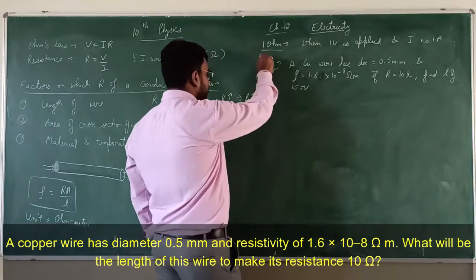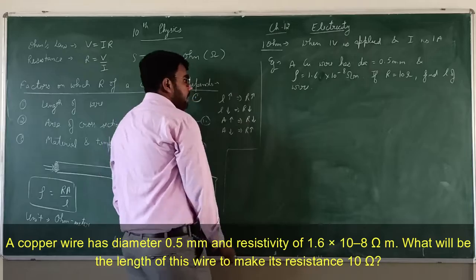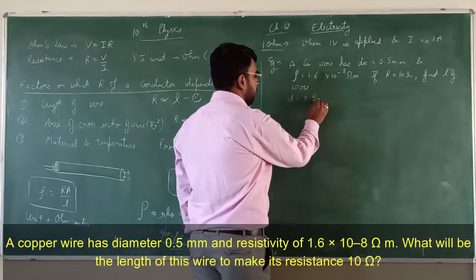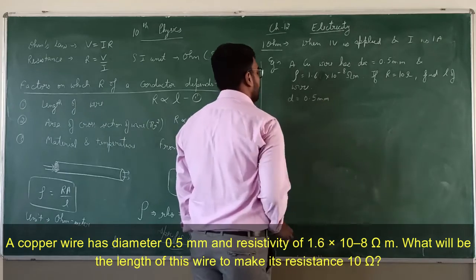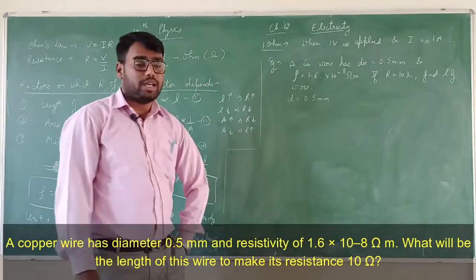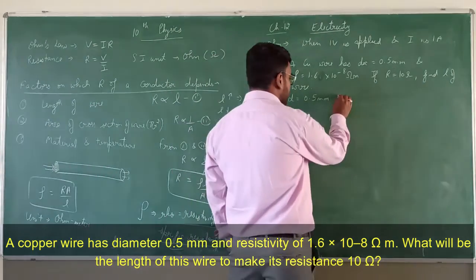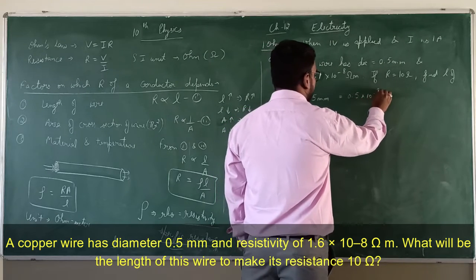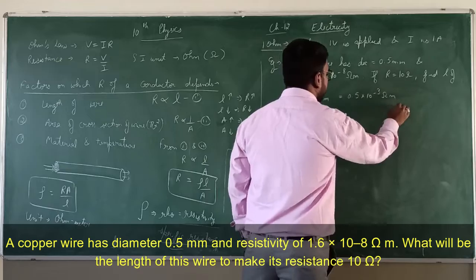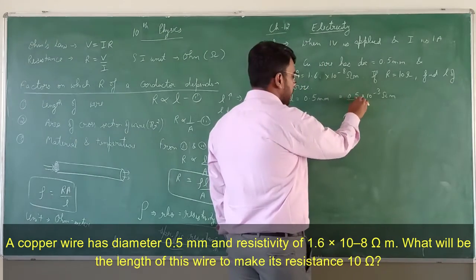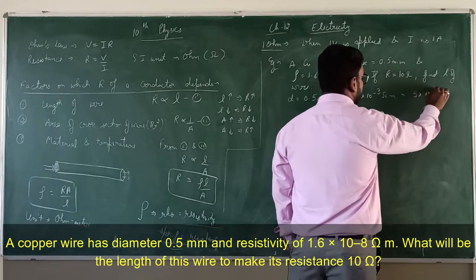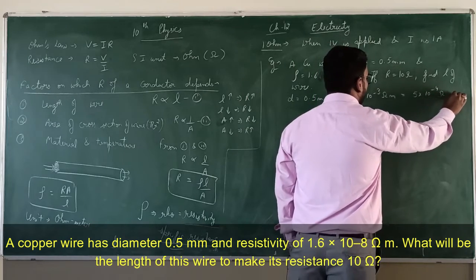How will we solve this question? Let us write the data. The diameter is 0.5 millimeter. Do you know how to convert millimeter into meter? Just multiply it by 10 raised to power minus 3. So it becomes 0.5 into 10 raised to power minus 3 meter. If I remove this point, it becomes 5 into 10 raised to power minus 4 meter.